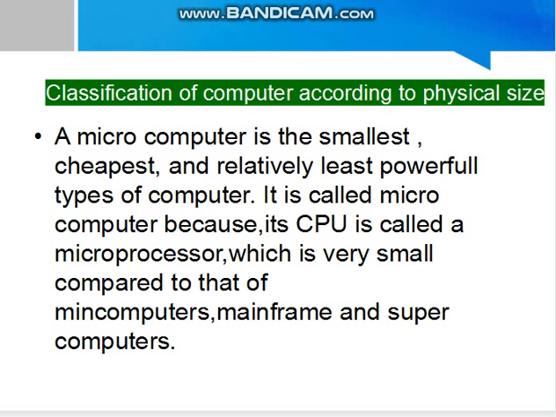We'll start with microcomputers. These are the smallest, cheapest, and relatively least powerful types of computers. These are the ones which are currently used nowadays. They are called microcomputers because their CPU, that is the central processing unit, is called a microprocessor, which is very small compared to that of minicomputers, mainframes, and supercomputers.